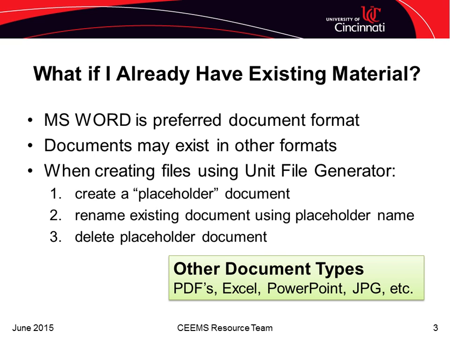When you create your initial list of files in the unit file generator, include a placeholder document. By creating the placeholder document, you are creating the file name that you will use for your existing file. You will use this placeholder document file name to rename your file, and you will then delete the placeholder document. Let's walk through a more specific example on the next slide.